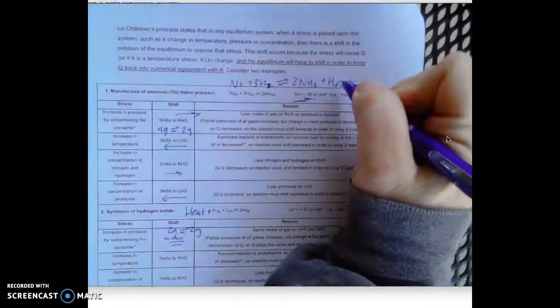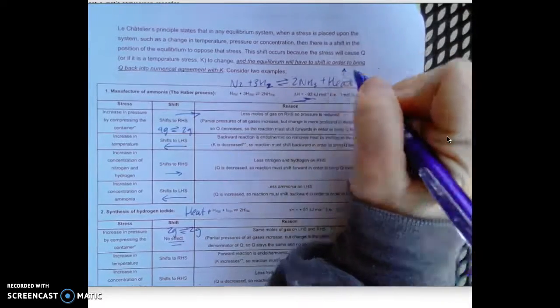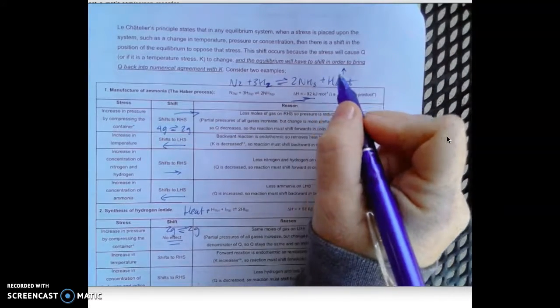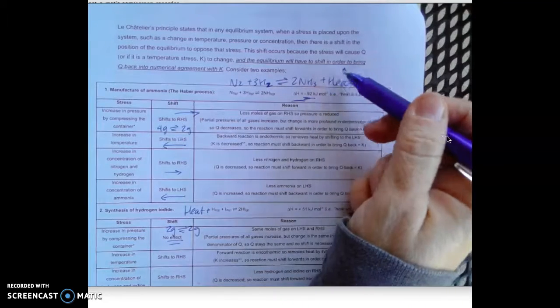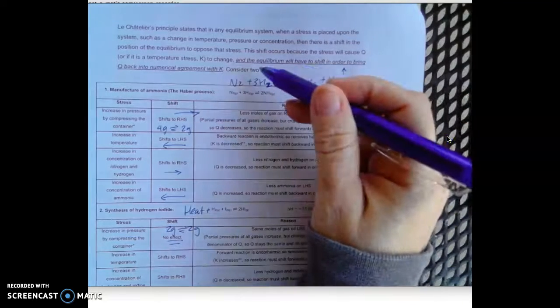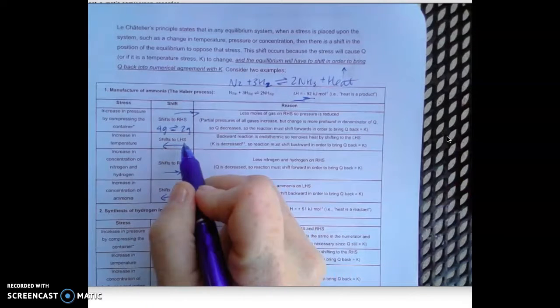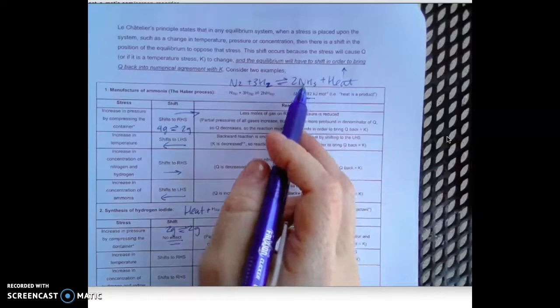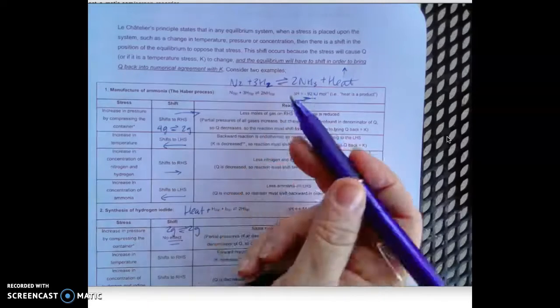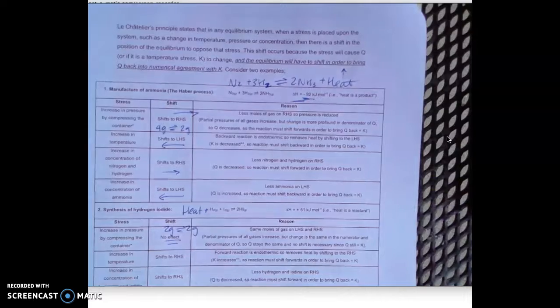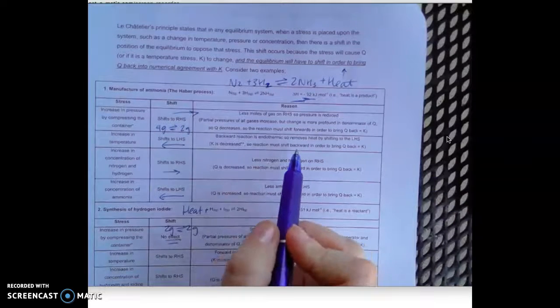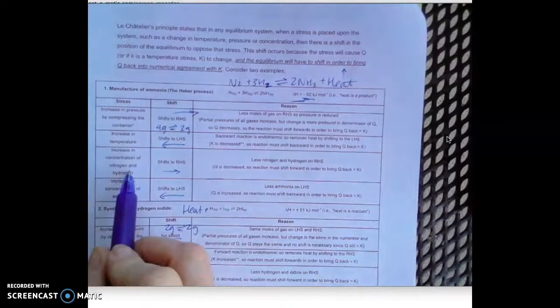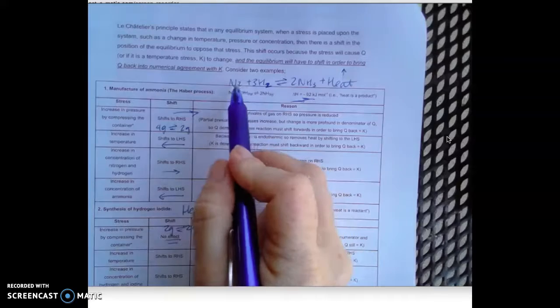Why is that true? So if we increase the temperature, what we're doing is effectively adding a product. We're adding something to the right-hand side. And so when we add a product, we have to shift to the reactant side to balance that stress. And so it's the exact same effect that we would see if we added NH3. If we increased the concentration of NH3, we would also shift to the left to reduce that stress to reach equilibrium.